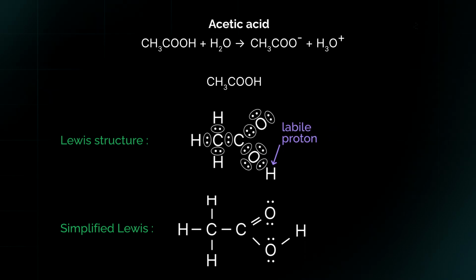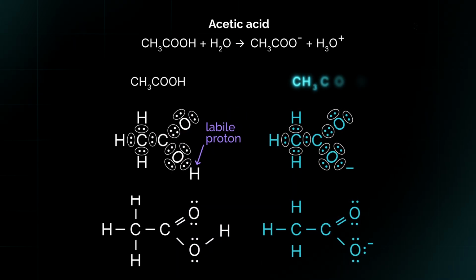In its conjugate acid form, acetic acid, CH3COOH, holds onto its labile proton. When it loses that proton, it becomes acetate, CH3COO-, its conjugate base, now able to accept a proton back.